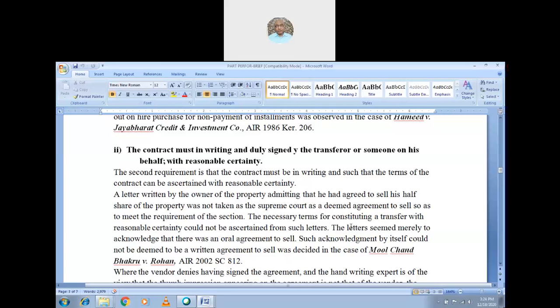The letter seemed to merely acknowledge that there was an oral agreement to sell. Such acknowledgement by itself could not be deemed to be a written agreement to sell, as was decided in the case of Moolchand Bhakru versus Rohan.